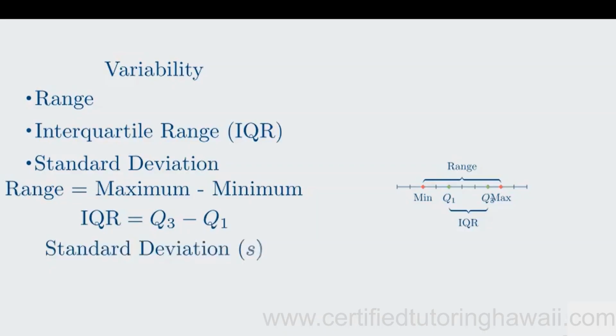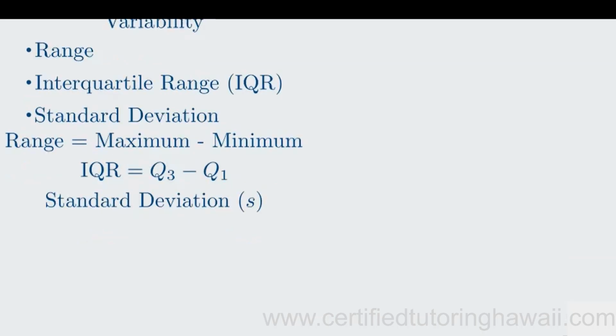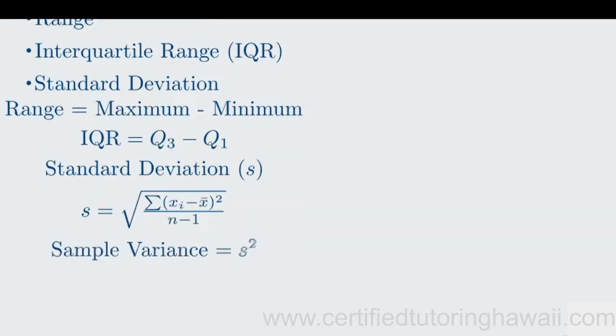The standard deviation represents the typical distance of the data values from their mean. To calculate it, we find the difference between each point and the mean, square those differences, sum them up, divide by n-1, and finally take the square root. If you square the standard deviation, you get what we call the sample variance. A small standard deviation means the data points are clustered closely around the mean, while a large one means they are spread far apart.